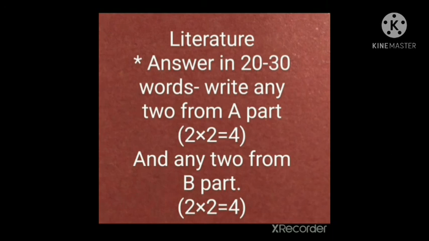So each question carries 2 marks. So 2 from Beehive, 2 into 2, 4 marks. 2 from Moments, 2 into 2, 4 marks. Total 4 plus 4, 8 marks in the 20 to 30 words questions. That is the first section in literature.